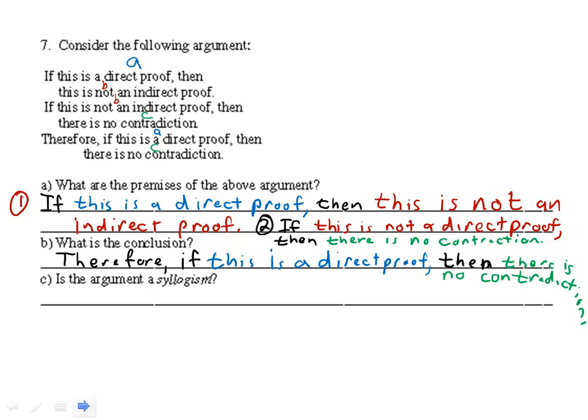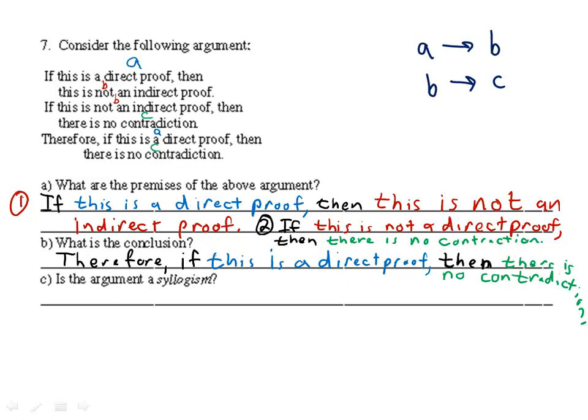Considering the following argument, if this is a direct proof, then this is not an indirect proof. If this is not an indirect proof, then there is no contradiction. Therefore, if this is a direct proof, then there is no contradiction. As you can see, I've marked A, B, B, C, A, C. What are the premises of the above argument? Remember premises from the syllogism. I'm giving it away a little bit here. Are if A then B, and if B then C. Well, if you see how this is marked, you can see that's right there.